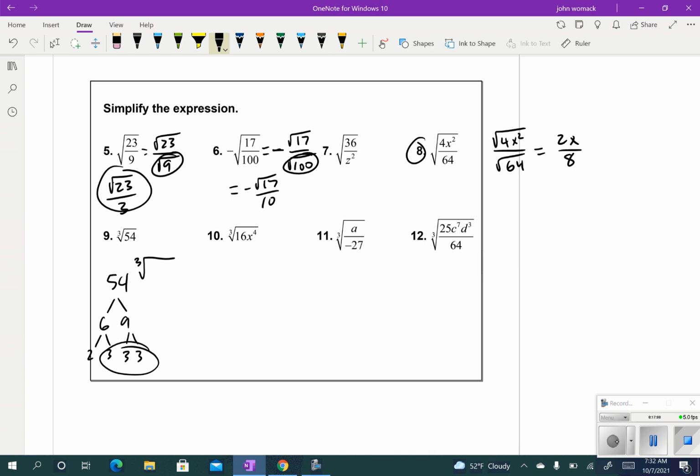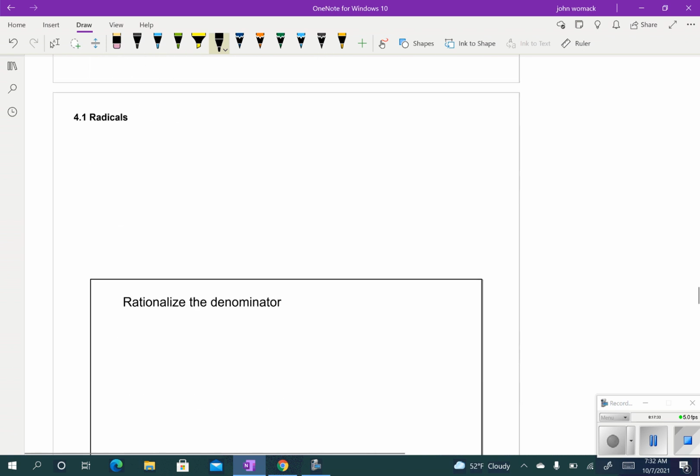I can go like this: the cube root of 3 cubed times the cube root of 2. Hey, the cube root of 3 cubed, they cancel out. A cube root and a cube are inverses. That's just 3. So when you're looking to simplify a cube root, instead of looking for pairs of factors, I want to look for those triples as I go down through and simplify that.